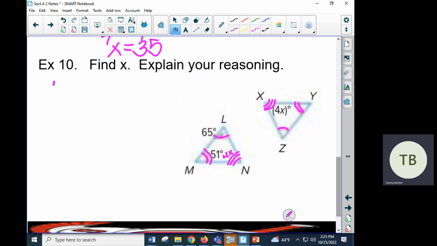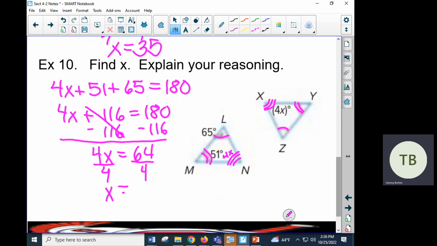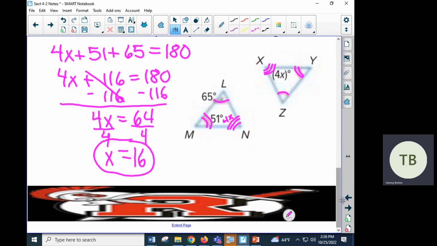So I can say 4x plus 51 plus 65 equals 180. Now, 51 plus 65 is 116. And then you're going to subtract 116, and we get 4x equals 64. Divide by 4, and x is 16. And if you see anything today that says explain your reasoning, you do not have to do that.